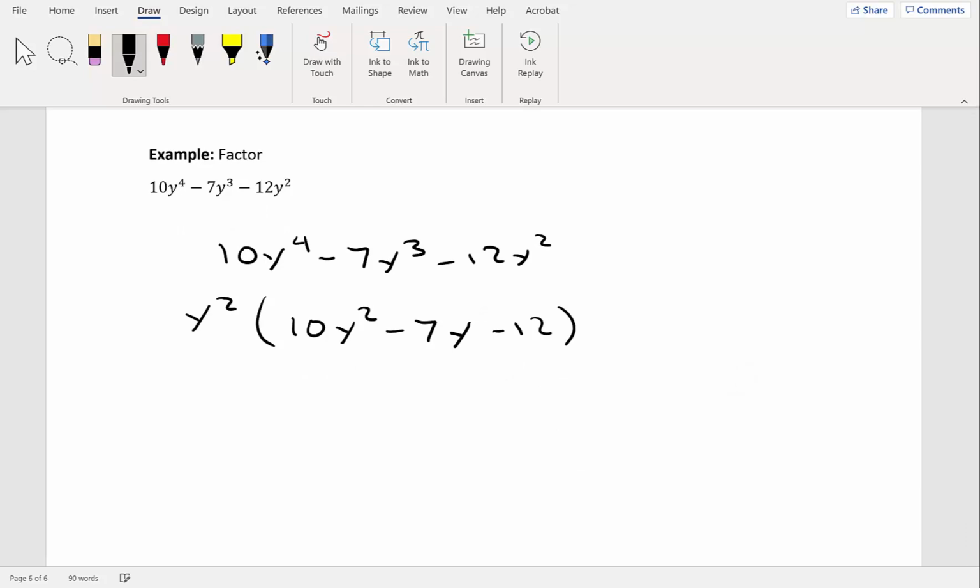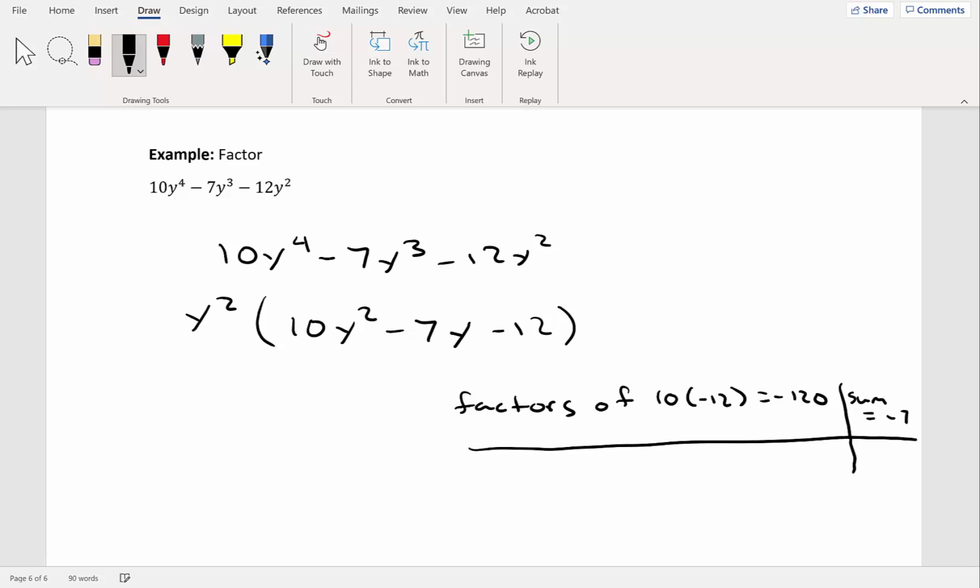So we're looking for factors of 10 times negative 12, which gives us negative 120. And then the sum has to be equal to negative 7. So I need 2 numbers that multiply to give me negative 120, and then the sum has to be negative 7. Now remember, the only way that you can multiply 2 numbers and it gives you a negative is one of them is negative and the other one is positive.